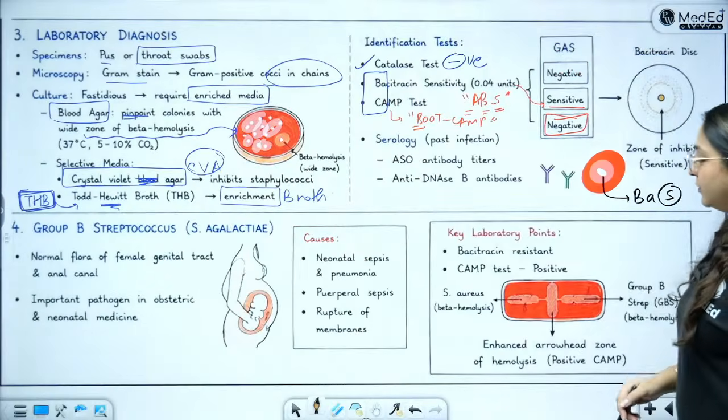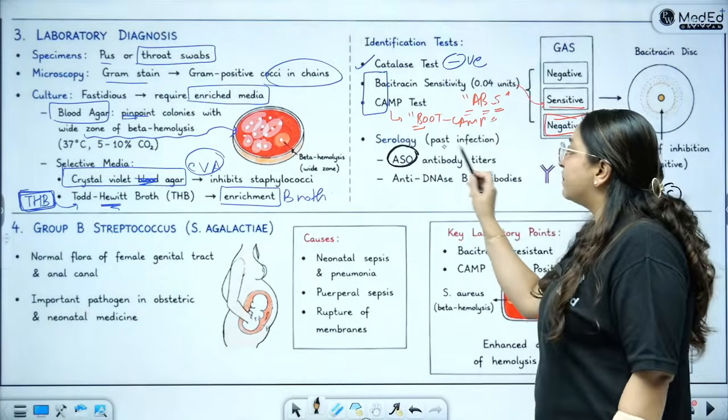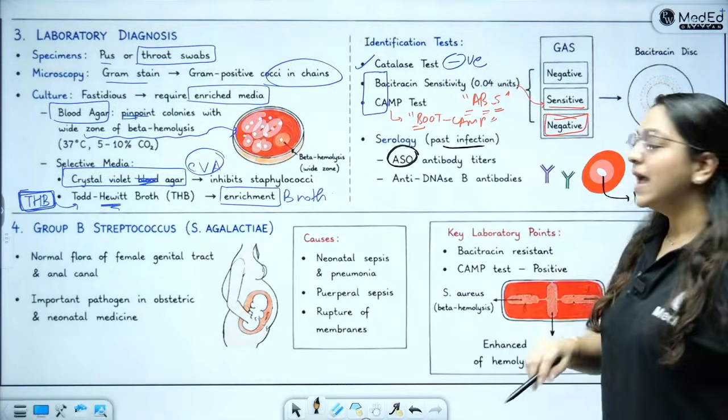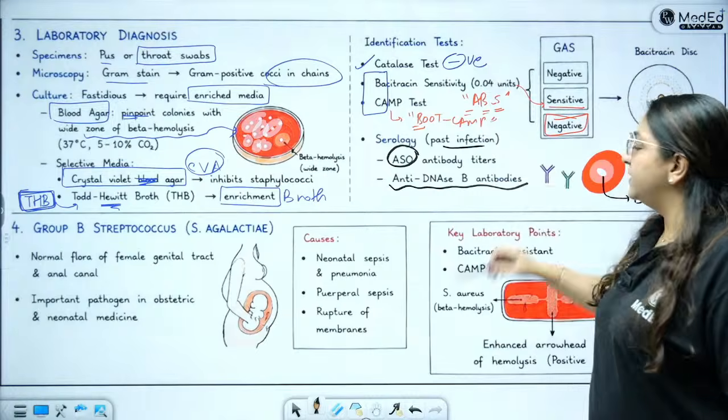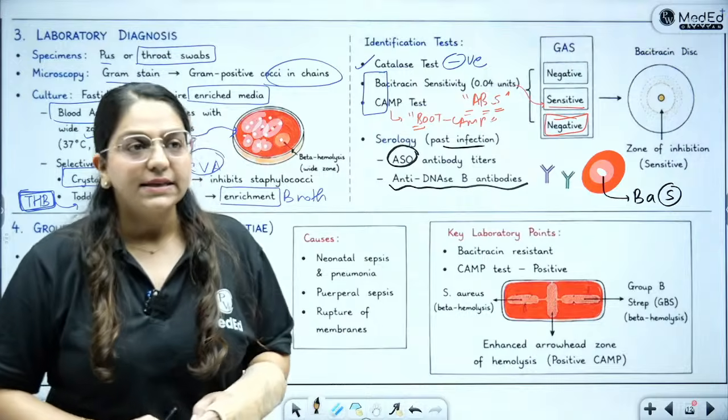So, you will talk about the CAMP test also. Then you have ASO titers, because to detect past infection, you will do ASO titers and you will also do anti-DNase B antibody test. Okay? Done.